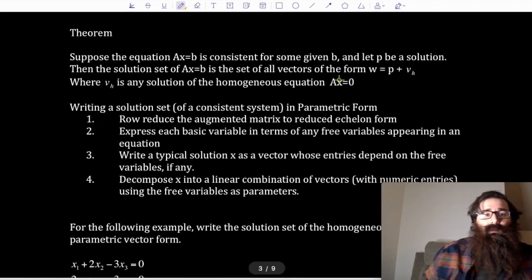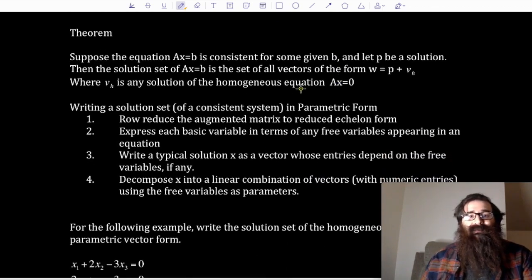Let's take a look at a theorem. Suppose the equation Ax equals b is consistent for some given b, and let p be a solution. Then the solution set of Ax equals b is the set of all vectors of the form w equals p plus v sub h, where v sub h is any solution to the homogeneous equation Ax equals 0. Well, okay, so let's think about this then. So what we're saying is, if I have a solution to the homogeneous equation, that can really be in there for free. So that shouldn't really make any difference here, right?